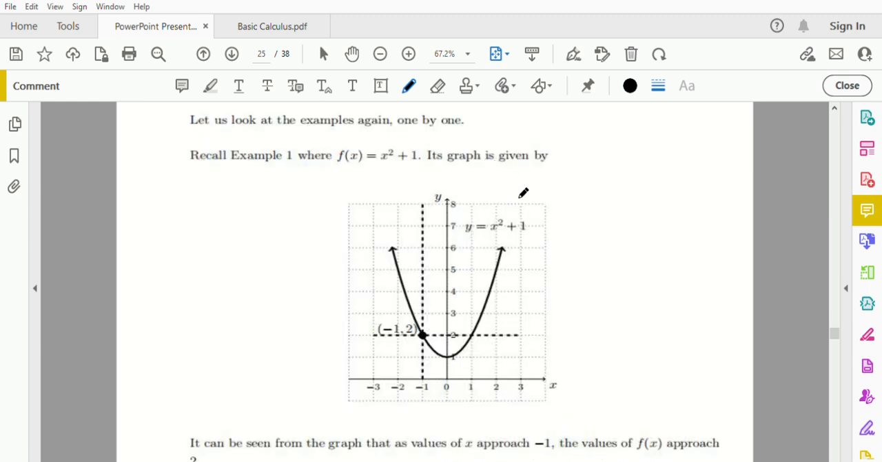Now let's look at the second example. This is the graph. As x approaches negative 1, here is negative 1, we have from the left and from the right. The point is here, so the values of f of x approach 2, from the right and from the left.